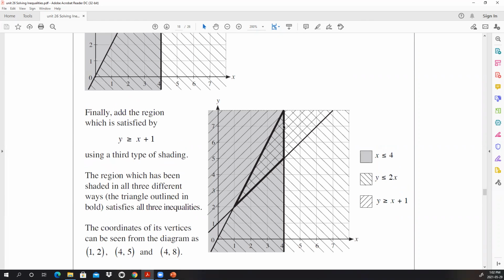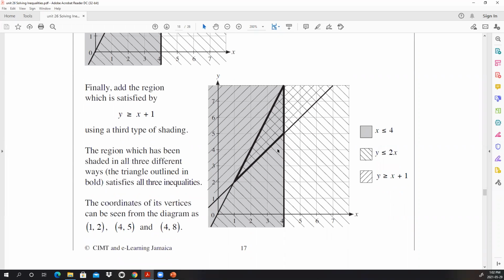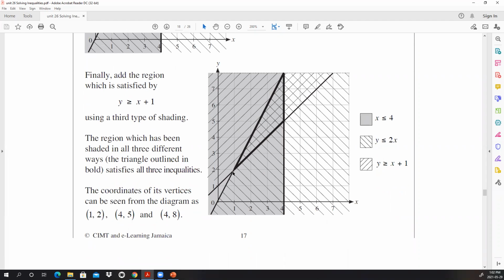So when I combine all of them now to see where all of these shaded regions overlap, you see that all of them overlap in this region right here. So the coordinates of its vertices can be seen from the diagram. Coordinates of the vertices are just like the sharp edges, right? You have this sharp edge, this corner, and the corner here. So you have 1, 2, you have 4, 5, and you have 4, 8.